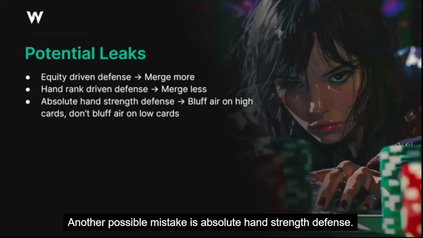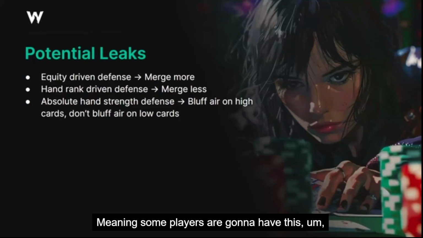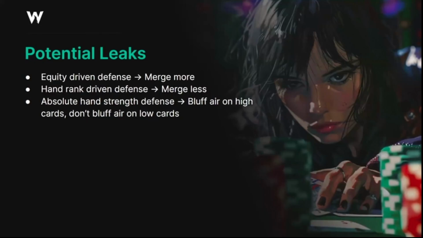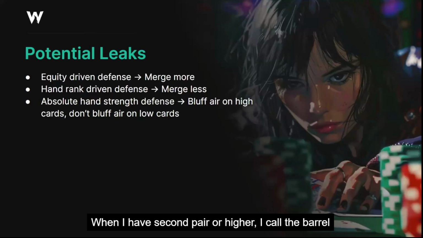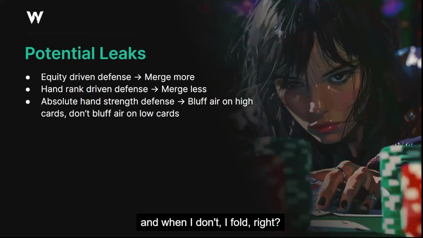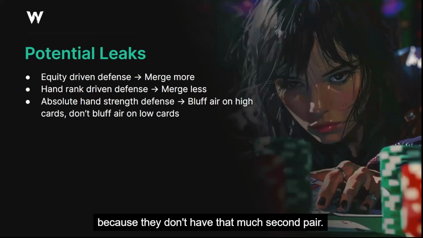Another possible mistake is absolute hand strength defense, meaning some players are going to have this general heuristic instead of a board by board type strategy, or at least a bit of a more nuanced strategy. It's going to be just a sweeping statement, right? When I have second pair or higher, I call the barrel. And when I don't, I fold, right? That sweeping statement is going to lead to massive overfolding when, for example, an overcard comes, it's just going to overfold because they don't have that much second pair plus. They have second pair, but not that much top pair. And on the flip side, on some other cards, they might underfold. That's another really possible mistake that I could see happening at lower stakes.